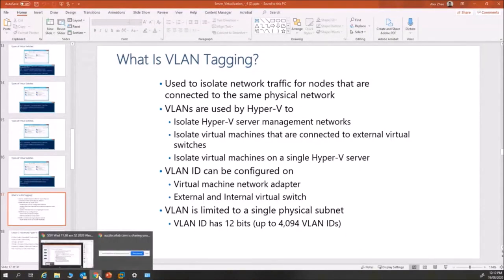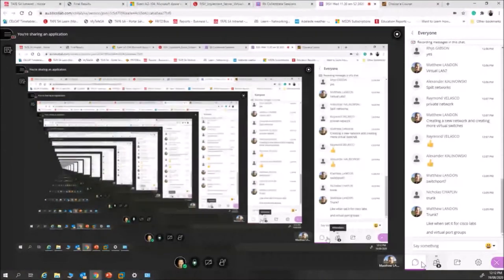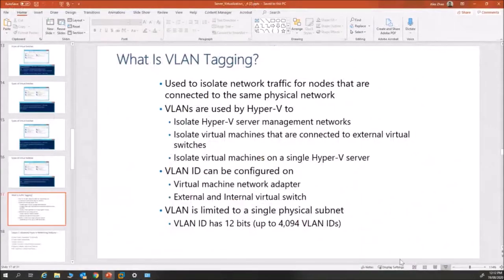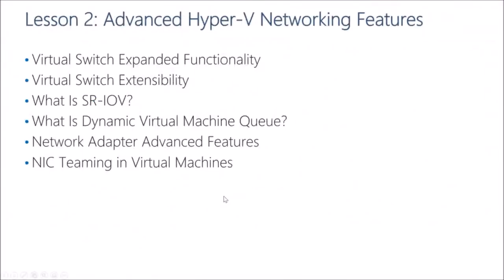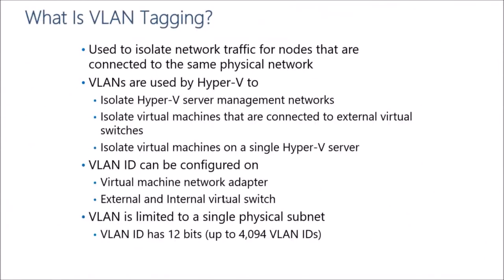Okay, let me just check if anyone's got any comments. I think you guys are just saying the same stuff I was saying. All right, so let's keep on going. So, advanced Hyper-V network features. The key point out of that is that VLANs can extend through the virtual world, basically.